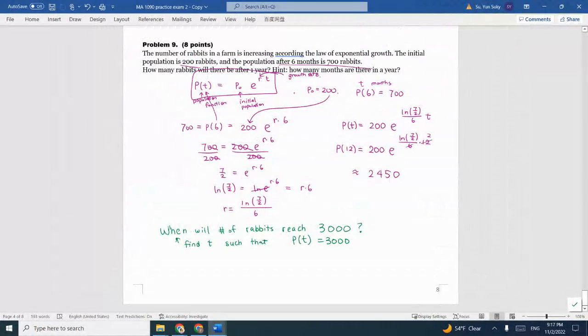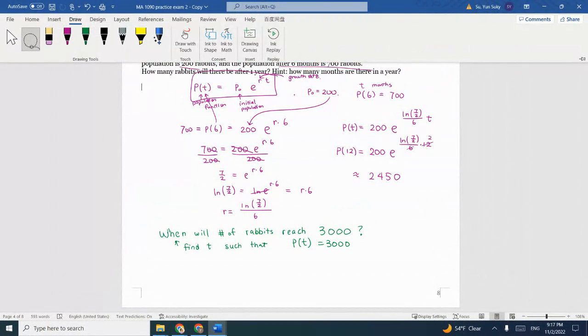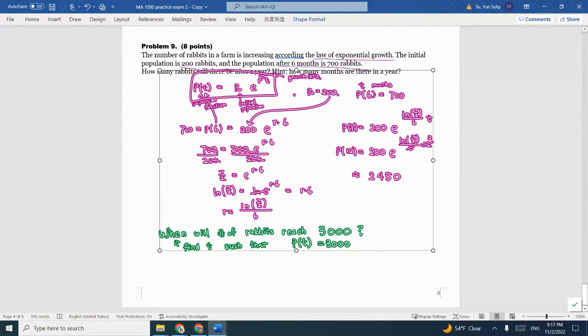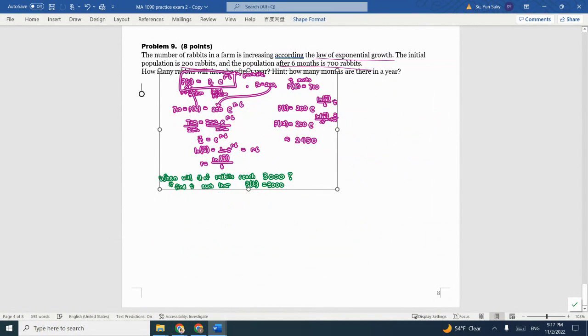I don't have enough space. Let me shrink this a little bit, and then I can have more space here. Okay. All right.